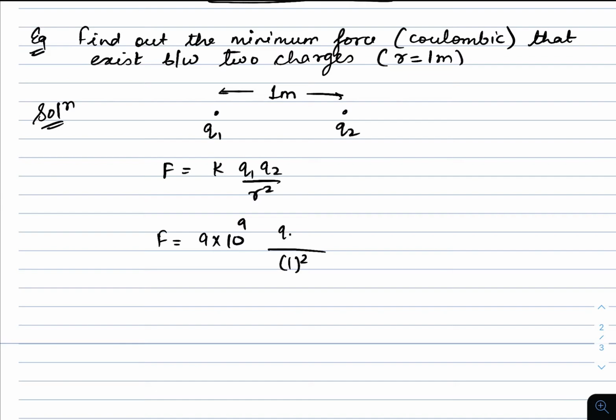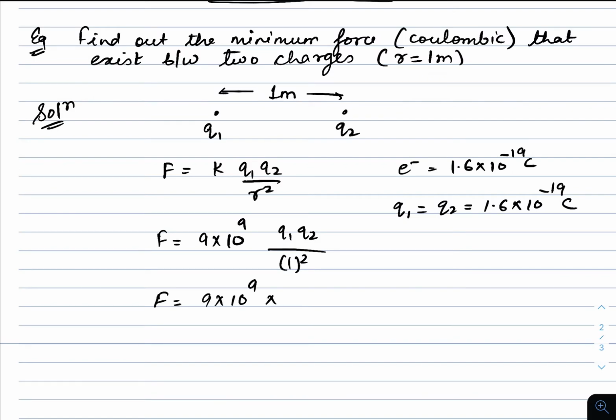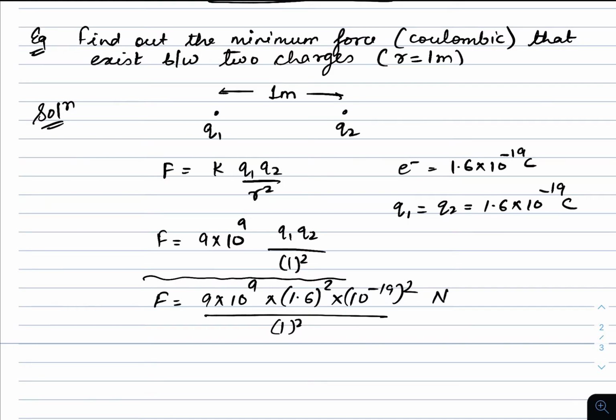So the values of q1 and q2 must be the minimum, and the minimum charge that exists in nature is the electronic charge. That is what? 1.6 into 10 to the power minus 19 coulomb, right? So q1 and q2 both will be the electronic charge. Now I substitute the value. What I'll get? 1.6 square into 10 to the power minus 19 square divided by 1 square. So by solving this, this is the minimum value of the force that exists in nature, right?